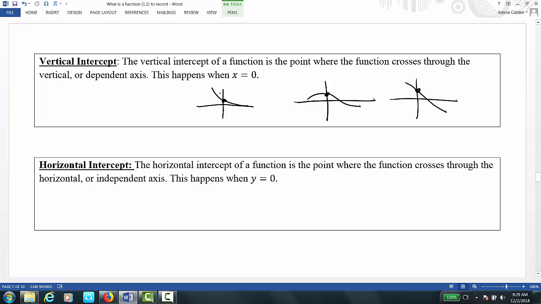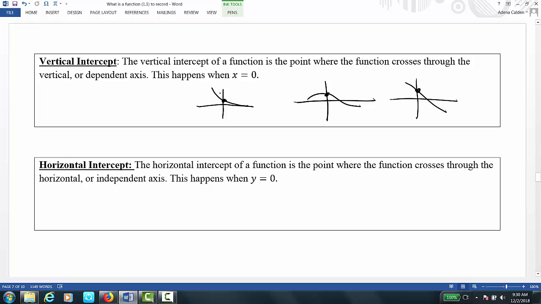In order to find this value, we consider where x equals 0, because when x equals 0, the corresponding y value, or dependent value, is exactly where we cross through the axis. Now, for a vertical intercept, you could have one vertical intercept, or if you have a restricted domain, you could have 0 vertical intercepts.